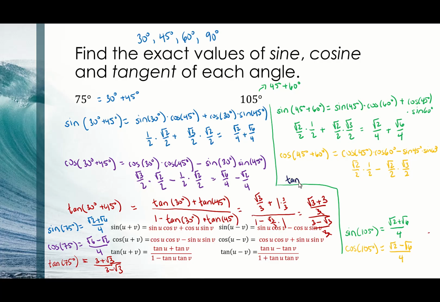Tangent's going to be our big fraction. We're going to do tangent of 45 degrees plus tangent of 60 degrees, and we're going to get tangent of 45 degrees plus tangent of 60 degrees divided by 1 minus tangent of 45 degrees times tangent of 60 degrees. And what does that give us? Tangent of 45 degrees is 1. Tangent of 60 degrees is root 3.